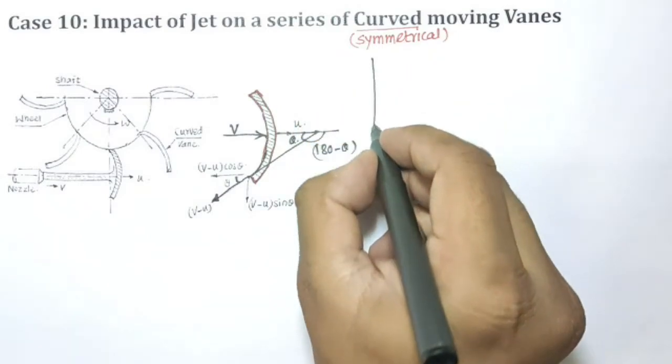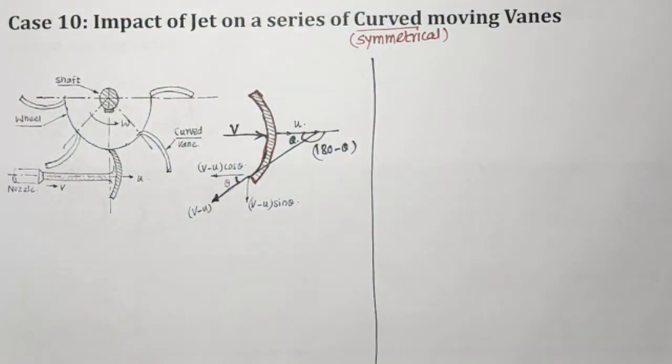Now for such a condition, we have to find the mass flow rate, then the force exerted on the plate, then the work done, and the last one is the efficiency. All these things are common in every type of case that we look at in the next slides.